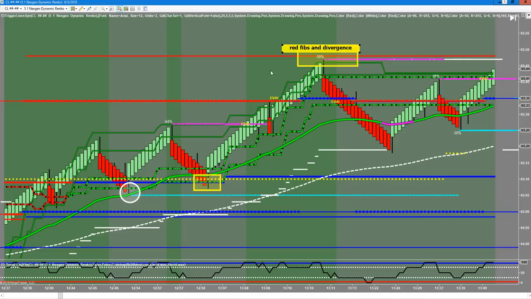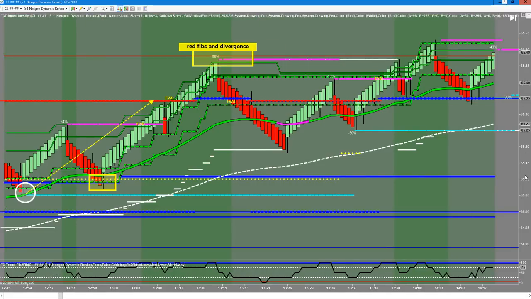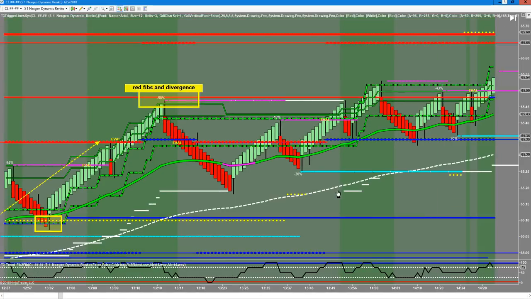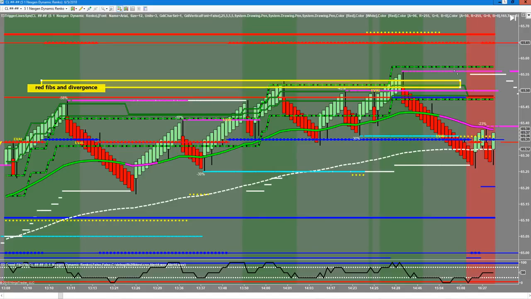So mid-bands and fibs with no divergence, and you trade from support up to resistance, and you make a bunch of money. You get to red fibs and divergence, and you're like, okay, we'll see what happens. And again, look how many times they hit that same spot.